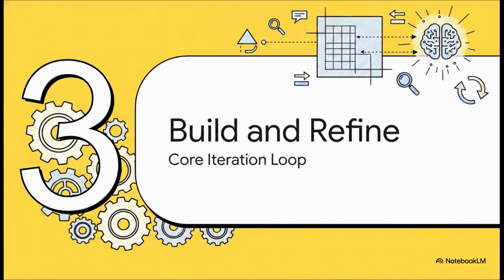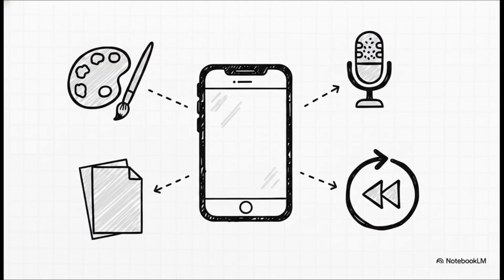Section 3. Building and refining. The core iteration loop. All right, so that first draft is generated, but it's definitely not going to be perfect. Thankfully, Base 44 gives you some killer refining tools. You've got the theme panel and visual edit mode, which let you manually tweak colors, fonts, and text directly on the screen. And you can do all of that for free without burning any AI credits.